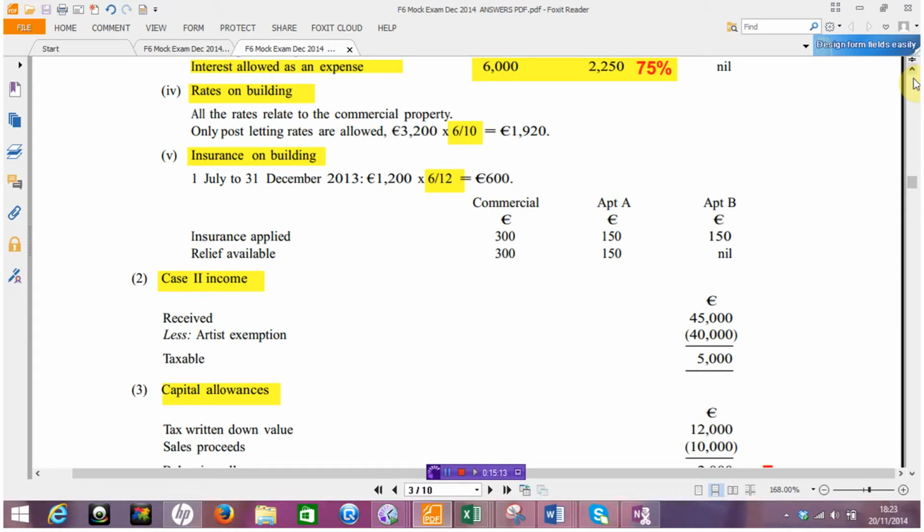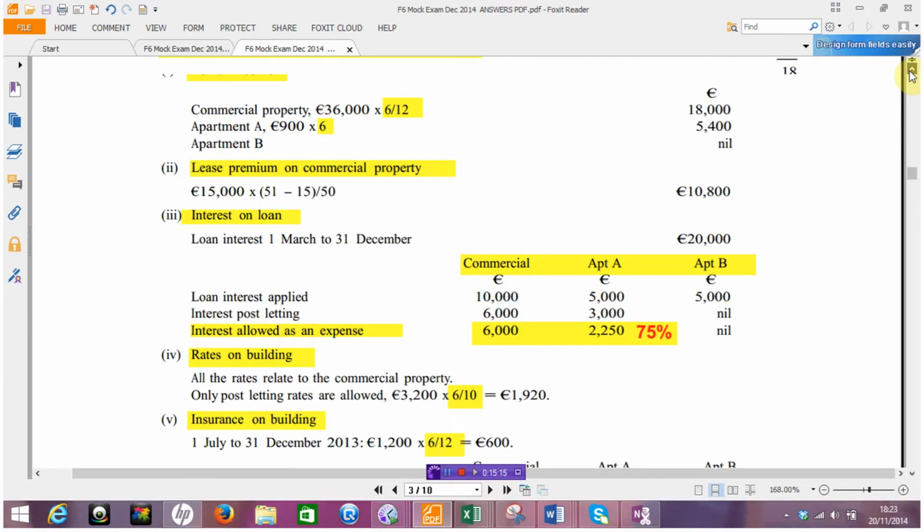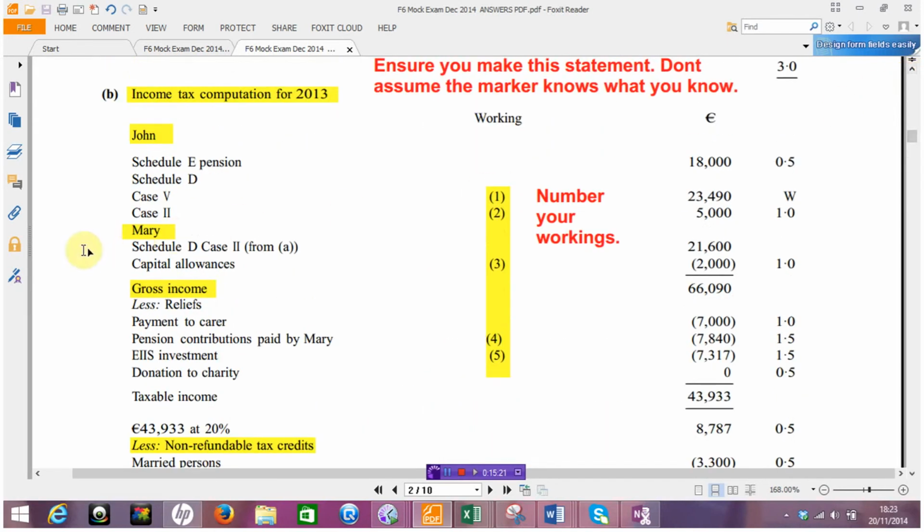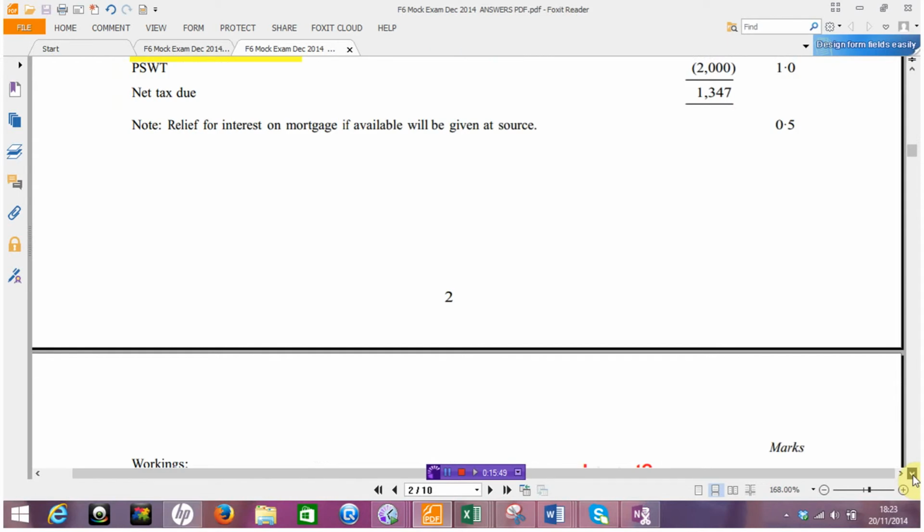I'll just go back up to the computation itself, if you'll just bear with me. You remember what we're trying to do here is just slot the figures into the computation as quickly as we can. So we've got down to Mary, and we know from part A of the above question that we had that figure of 21.6 for the final year for 2013. And in terms of the capital allowances, I'll come to that in a moment. Remember that all we're looking to do is deduct capital allowances, or possibly even add in a balancing charge if that's relevant.